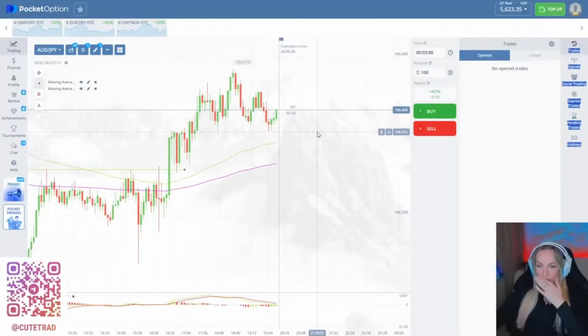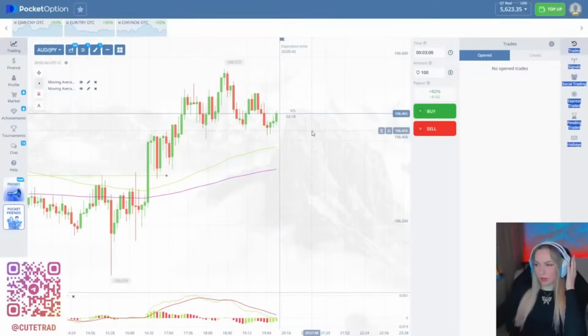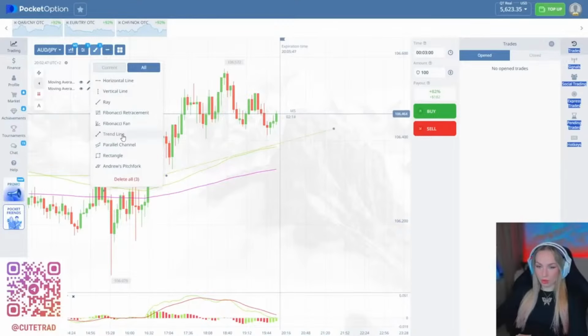Here I see AUD GPY. By the way, I hope that the music is not too loud, right, guys? Let me know in the comments if the music is alright or not.